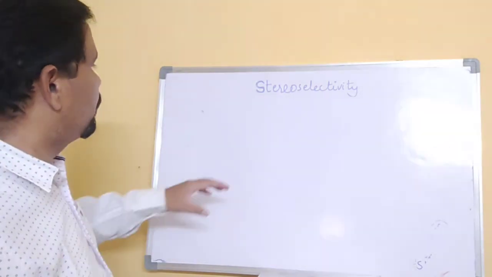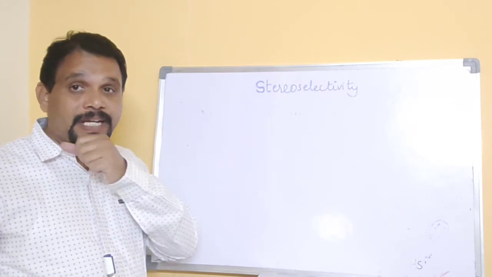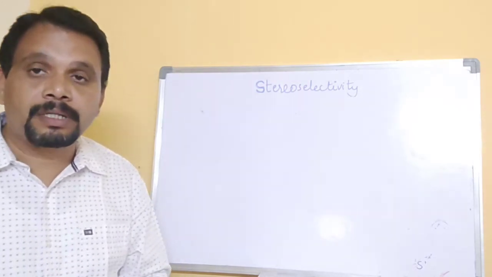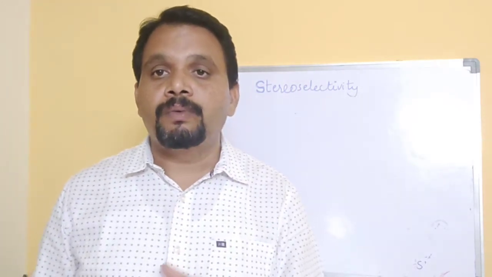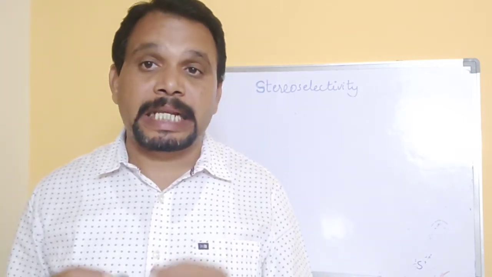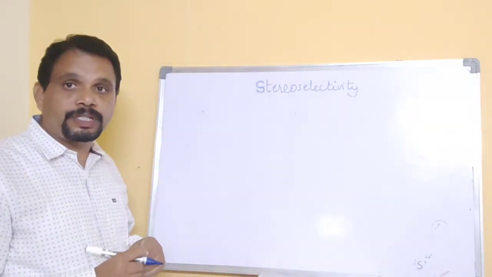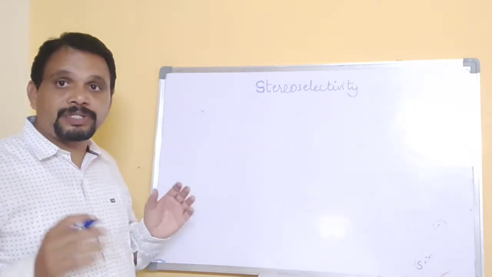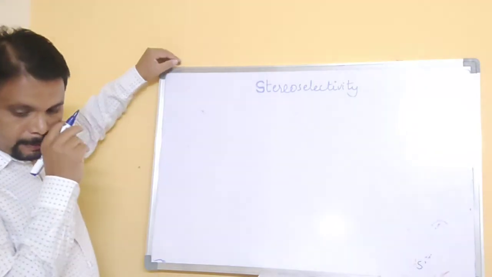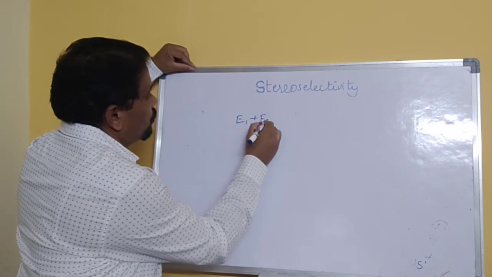So why do these substrate enantioselective reactions take place like that? What is the reason? How can we explain the preference or selectivity in substrate stereoselectivity? For that you need to understand about transition state energies. Suppose in the substrate you have two enantiomers.